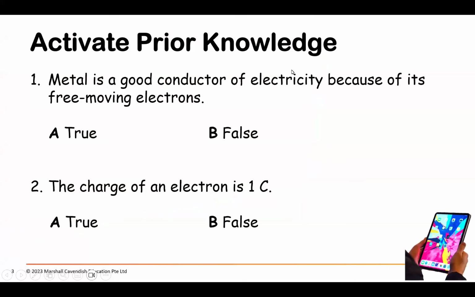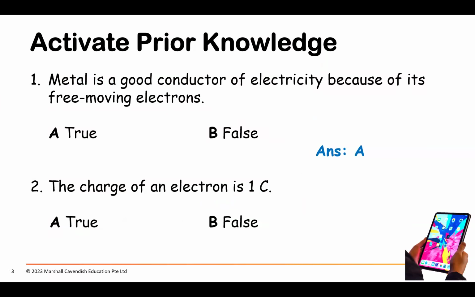Okay, so I'm going to go through the answers now. Metal is a good conductor of electricity because of its free moving electrons. This is true because in metals, the electrons are free to move around, and when we connect it to a battery, the electrons will actually move from one terminal, which is the negative terminal, to the positive terminal. So the answer is true.